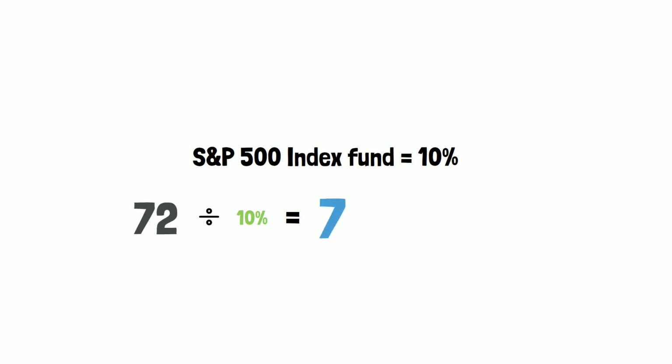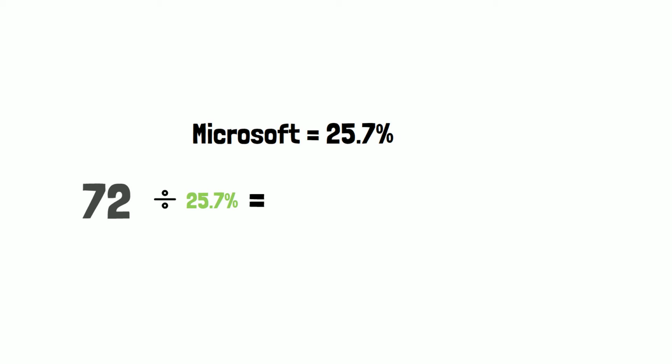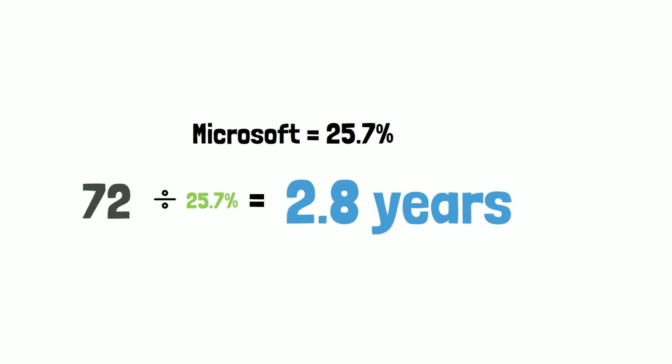But let's look at an S&P 500 index fund at 10%. There we're looking at about 7.2 years. That's a lot better. Now let's move on to Microsoft. 25.7% on their 10-year average. That will give you 2.8 years to double your money. That's pretty good. I'll do that.